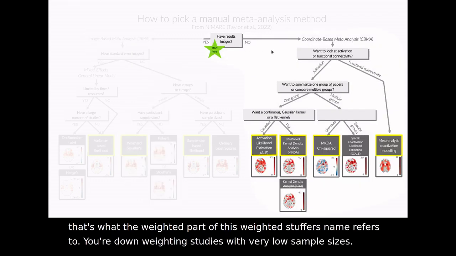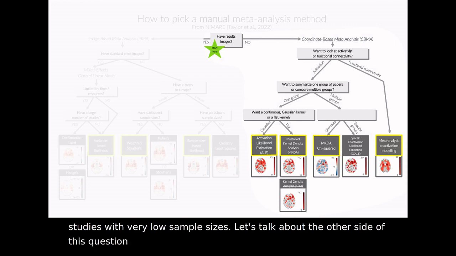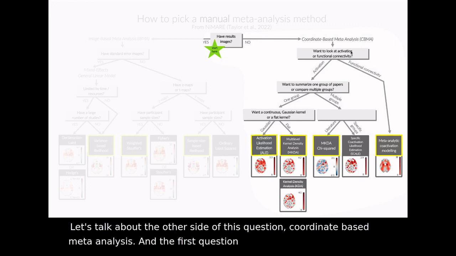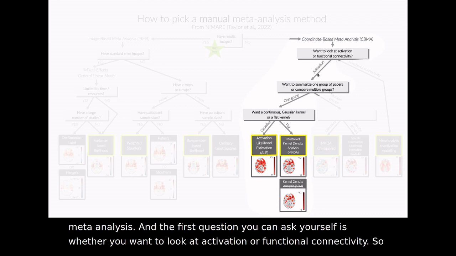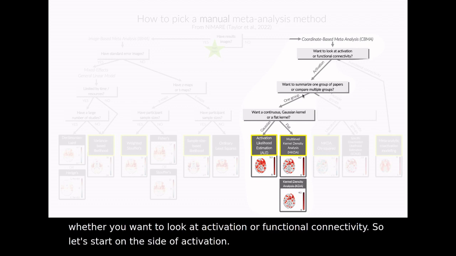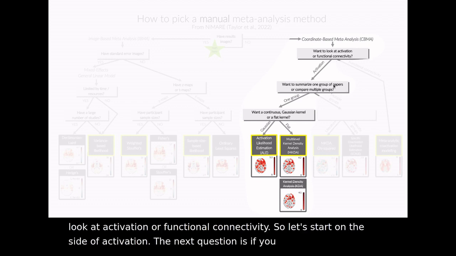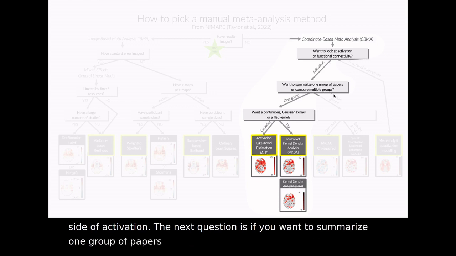Now let's talk about the other side of this question, coordinate-based meta-analyses. And the first question you can ask yourself is whether you want to look at activation or functional connectivity. So let's start on the side of activation. The next question is if you want to summarize one group of papers or compare multiple groups.